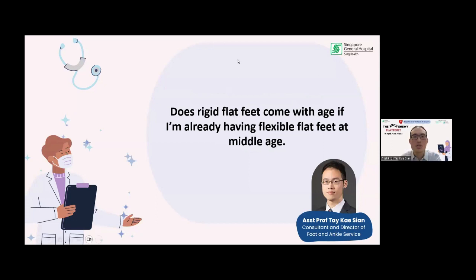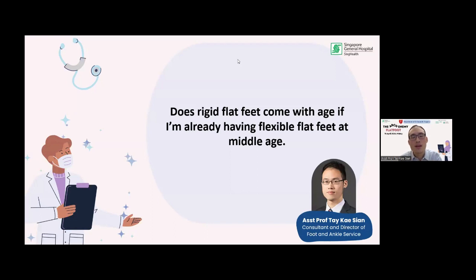Yeah, so there's this question of whether rigid flat feet does come with age, if you have a flexible flat foot at middle age. And the short answer is that if your flat feet in middle age are not symptomatic, there's no pain, there's no problems, then it's not always that it will progress to rigid flat foot. So rigid flat foot is a continuum of the adult acquired flat foot, which is a degenerative condition. So if you have degenerative flat feet, then yes, eventually it might progress to the rigid flat foot with arthritis.